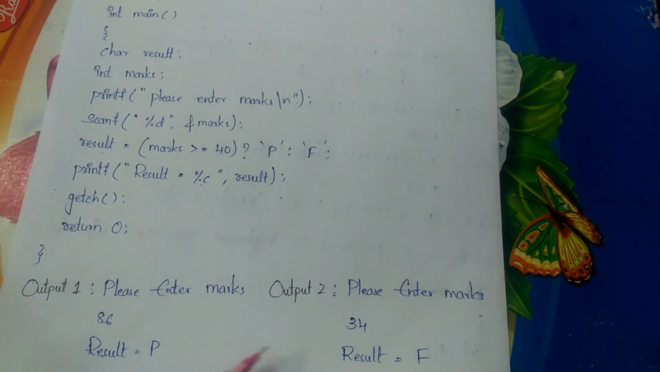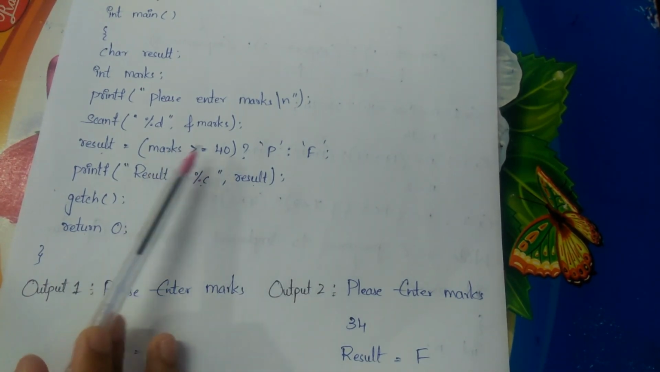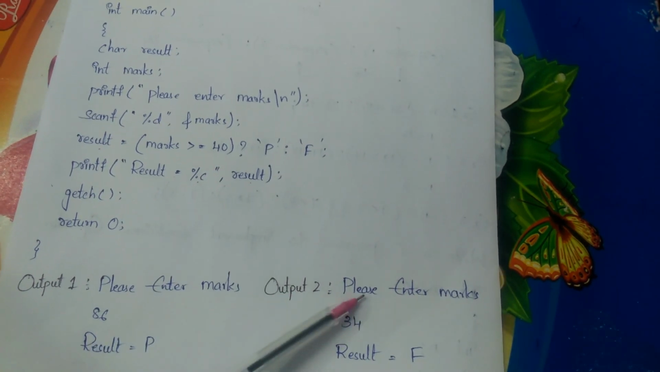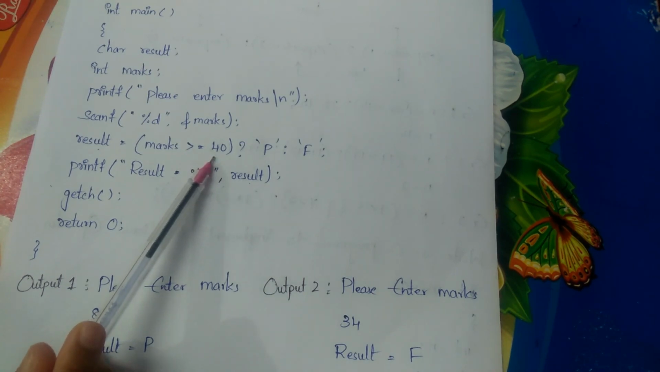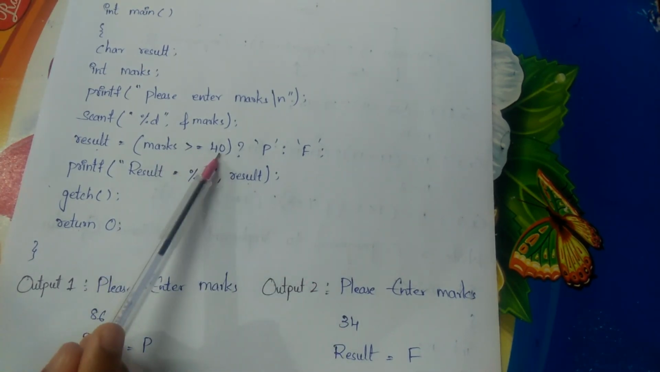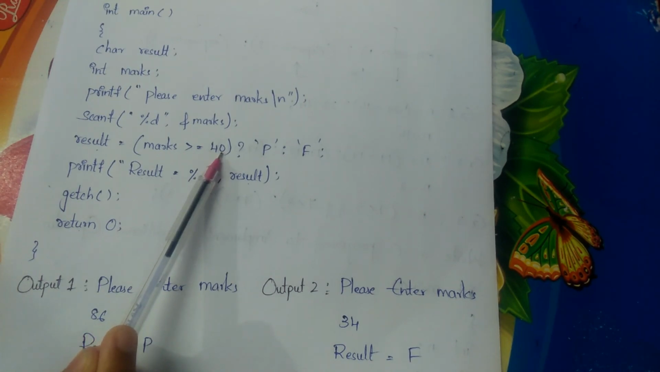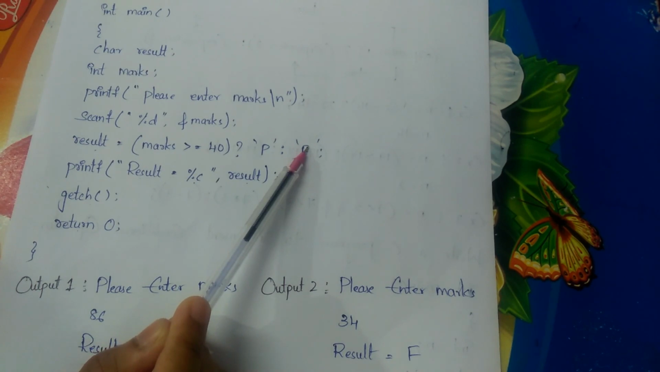Now for the output two, we should also check if the marks are less than 40. So at the time, please enter marks. Now I am entering some marks which are less than 40, that is 34. So is 34 greater than or equal to 40? The statement is false. So when this statement is false, this last expression 3 will be executed.